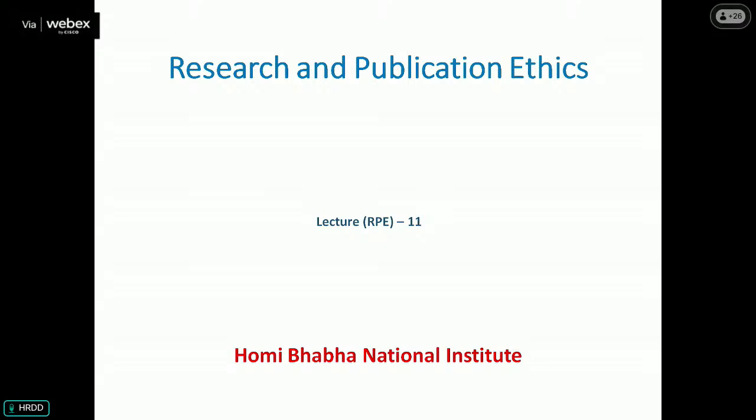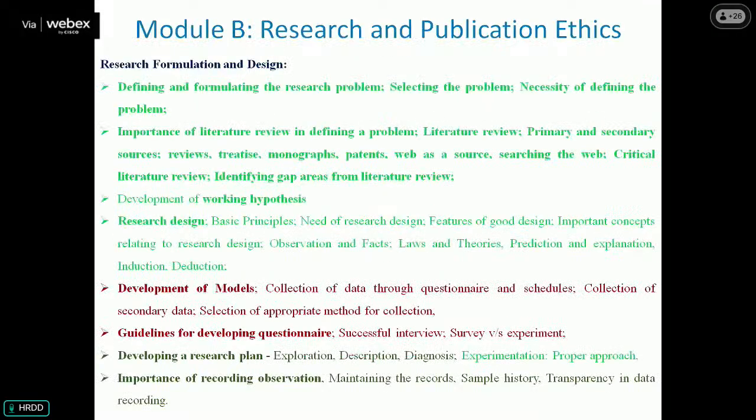Doing research and public ethics. We are in the 11th class, the 11th lecture. And what we do every day, we define what we are doing, what we are studying. So the green part is already covered, so we have completed research design. We'll start from collection of data.